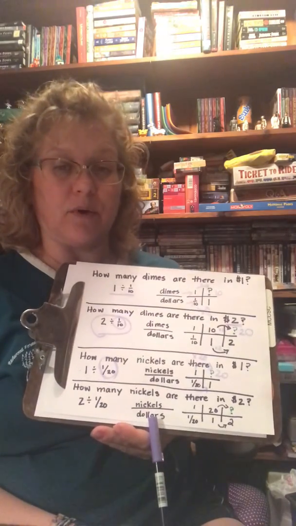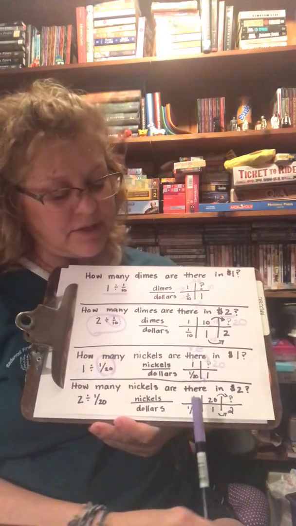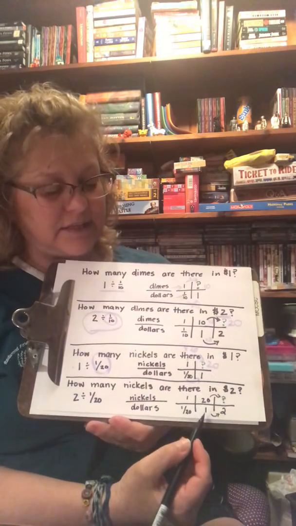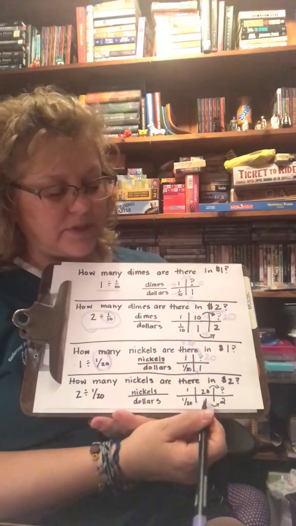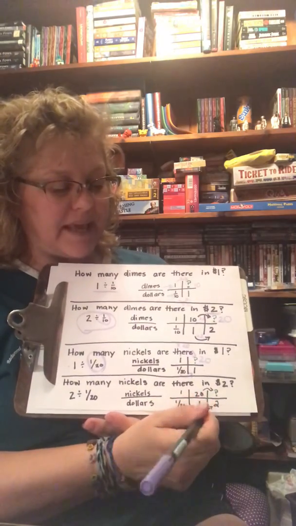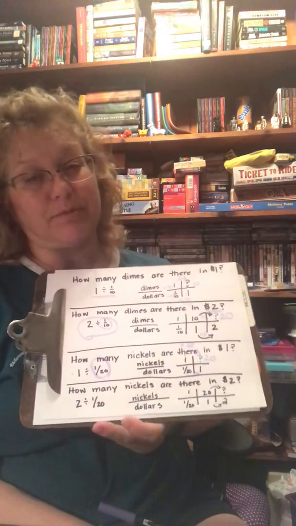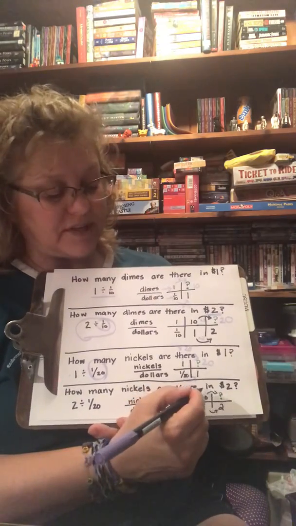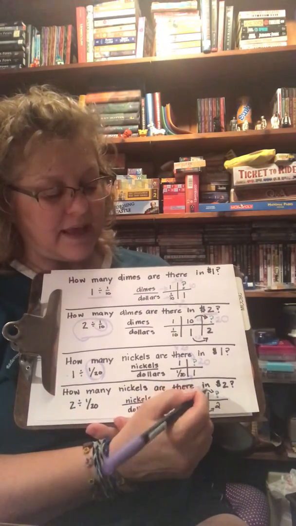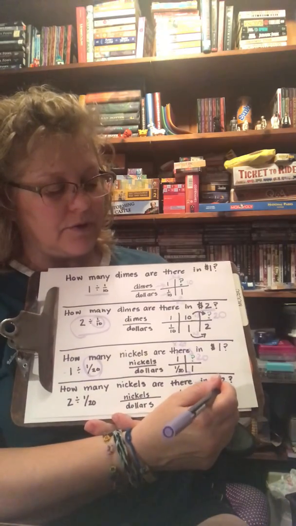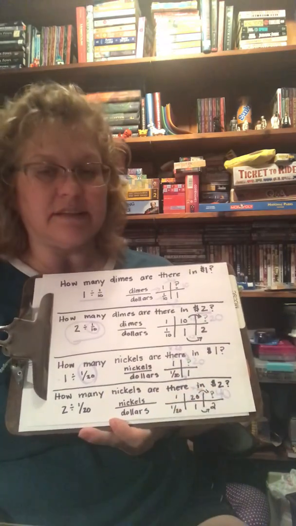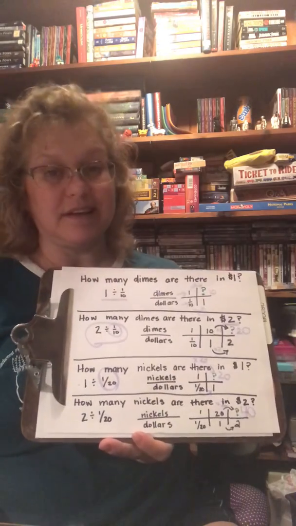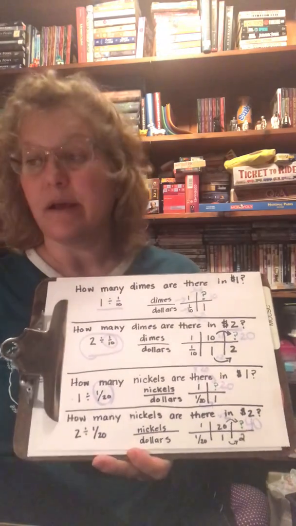Here's my ratio table, nickels over dollars. And again, I'm using a lot of the information that I just did to figure out 1. In order to take 1 and make it into 2, I know that I have to multiply it by 2. And if I multiply the bottom by 2, of course I need to multiply the top by the same. So my answer, I can see right there, is 40. There are 40 nickels in $2. All right, that's pretty good.